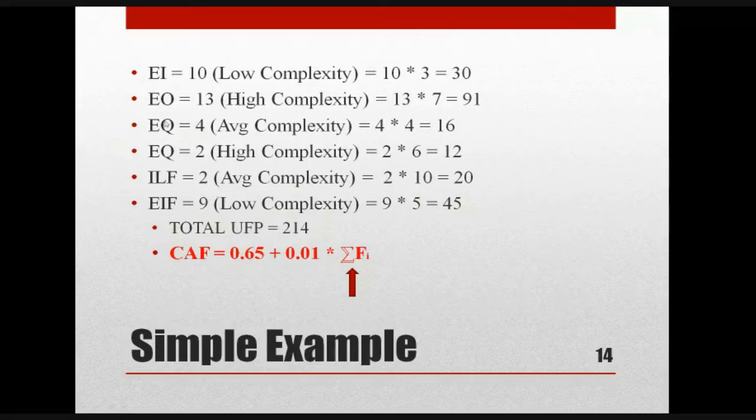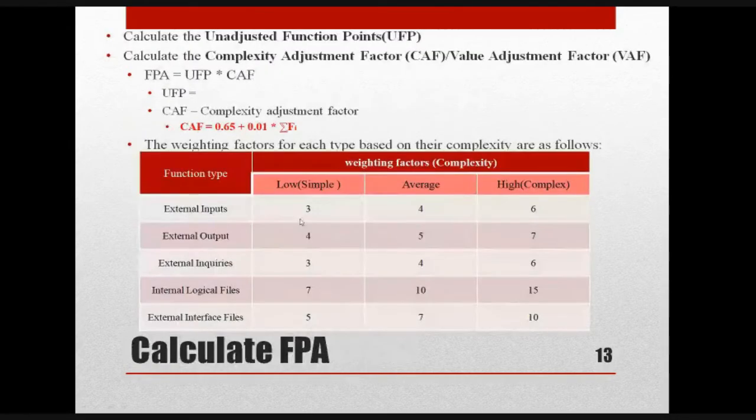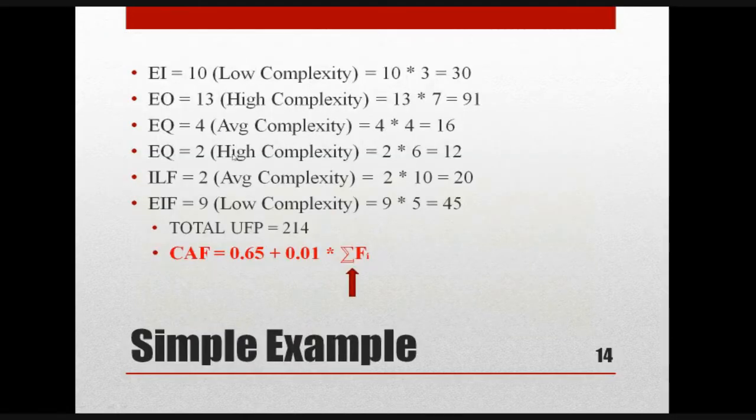So let us see the third one, external inquiries. External inquiries are 4 and 2. This 4 is having average complexity. This 2 is having high complexity. Then we have to check it out. For external inquiries, average is 4 and high is 6. Is it right? So now 4 into 4 is 16. Likewise, for external inquiries, 2 is having high complexity, that is 6. So 2 into 6, 12.